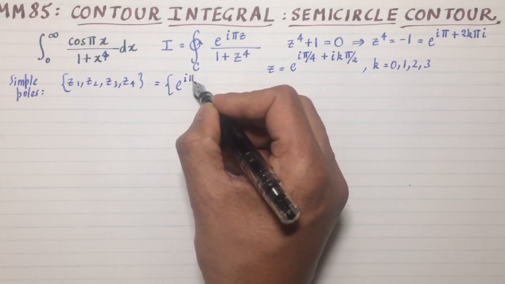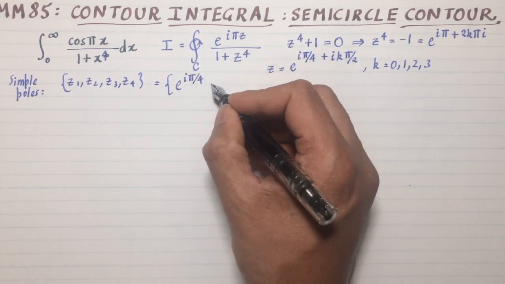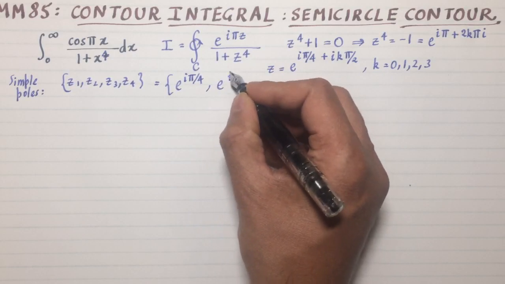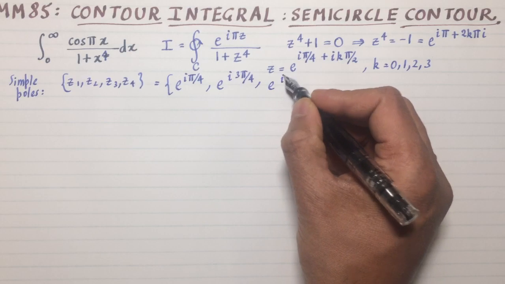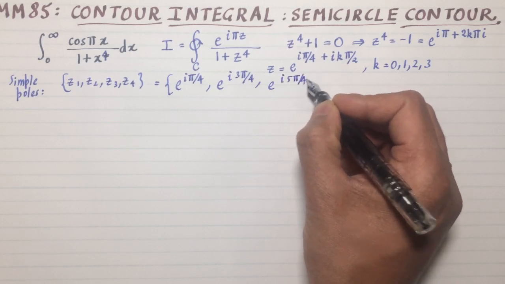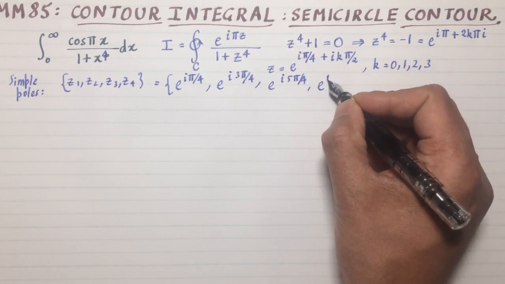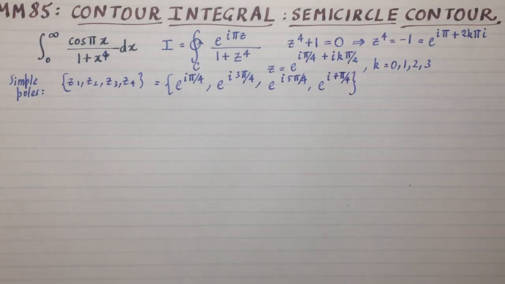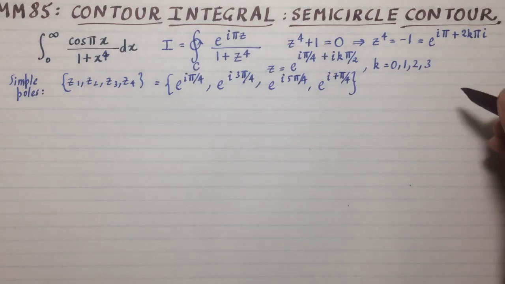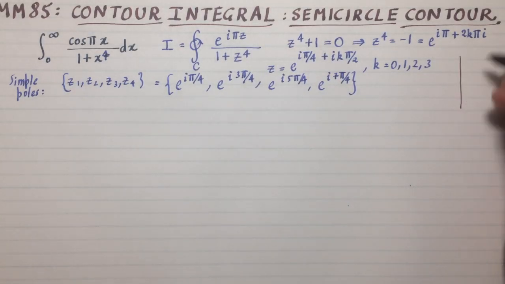e to the I pi by 4, e to the I 3 pi by 4, e to the I 5 pi by 4, and e to the I 7 pi by 4. It might be worth drawing or plotting the fourth roots of unity in the Argand diagram, or the complex plane.